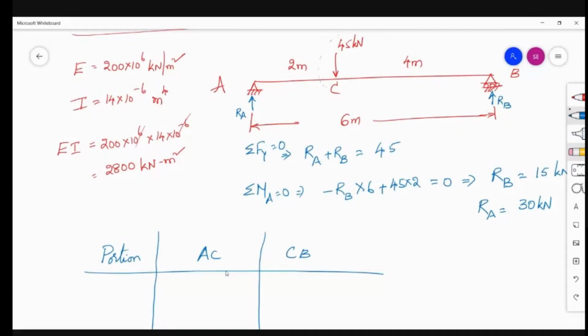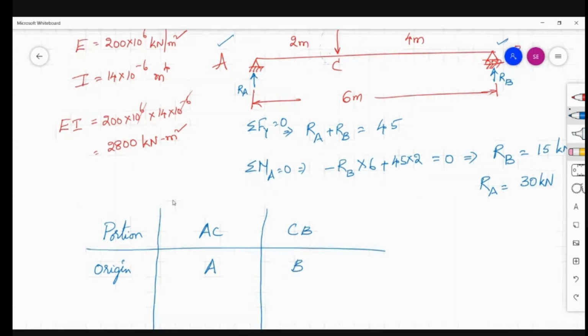You have chosen that there are two parts, AC as well as CB. What is the origin for these portions? For the AC portion, I will take A as the origin. For the BC portion, take B as the origin, from the support end. So the origin is A, and the origin is B. You have considered the origin as A and B.